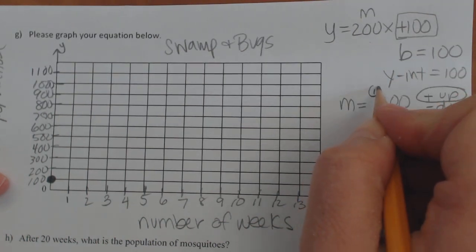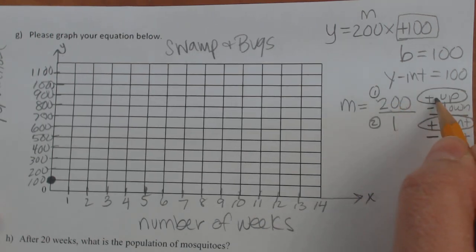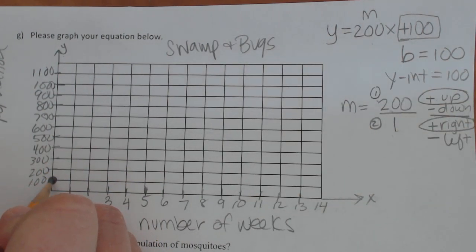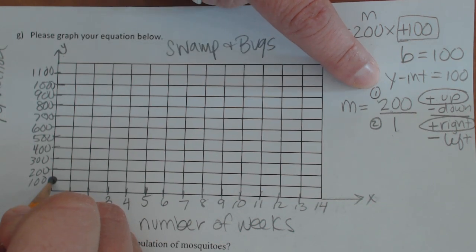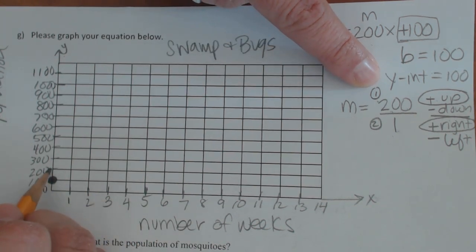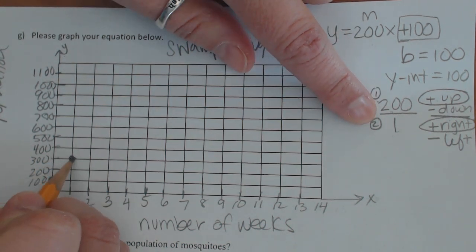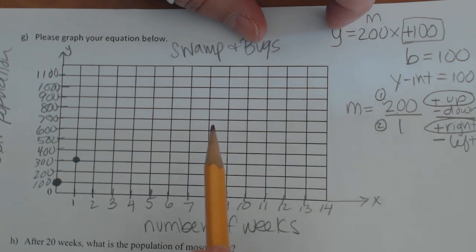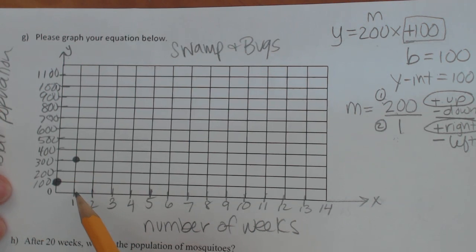Please, pretty please, do the up and down first. Then we're going to do the right or left. So first we're going to go up 200. But where do we start? We start from our start point, which is our home base. So from here, let's follow the set of directions that our constant rate of change tells us to do. We're going to go up 200. So let's count. Here's 100, here's 200. Then from there, we're going to go right 1. Here's my next point. You have to do both of these before you write your little dot here.